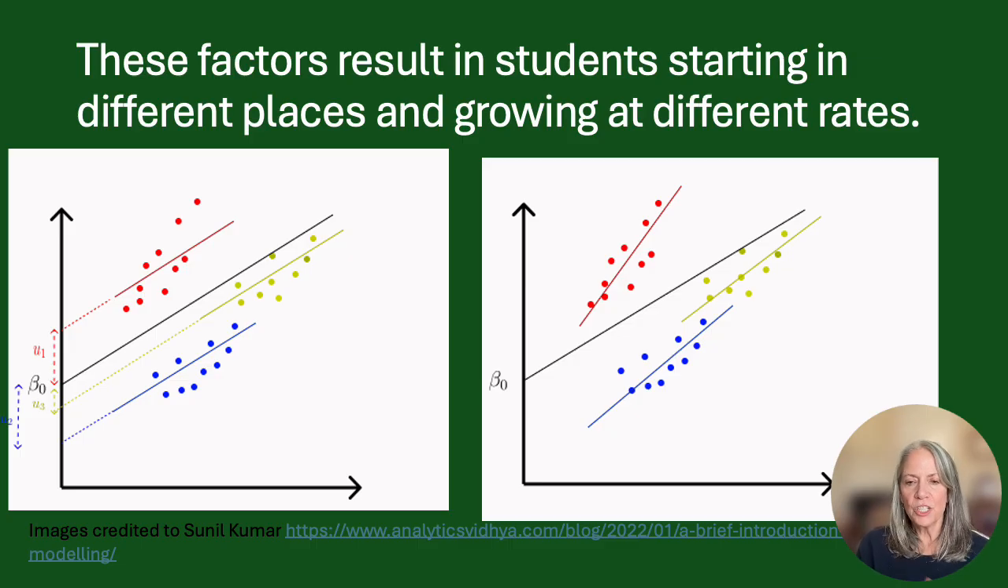But if we want to look at change in student learning and we want to be fair about it, we need to recognize these factors. Like on the left-hand side, you can see that these students' initial scores are at different places. On the right-hand side, the figure shows that these different students are growing at different rates. And we have a value-added model that responds to both of those.